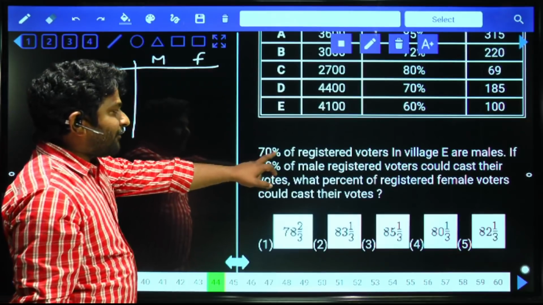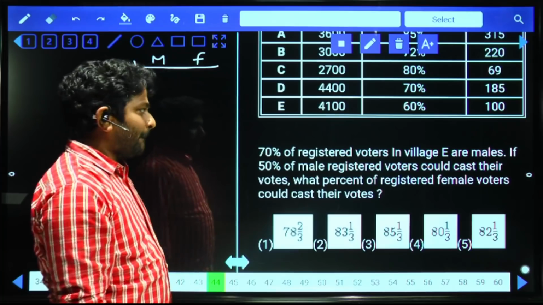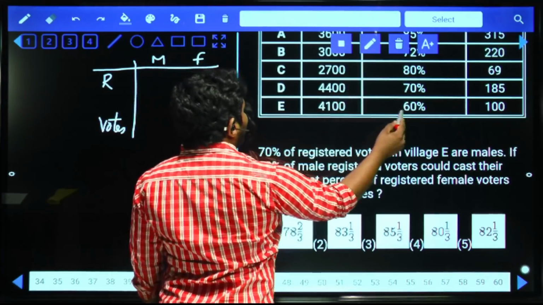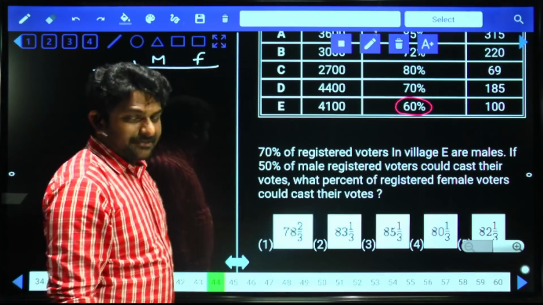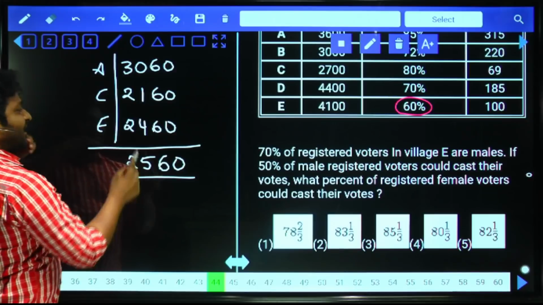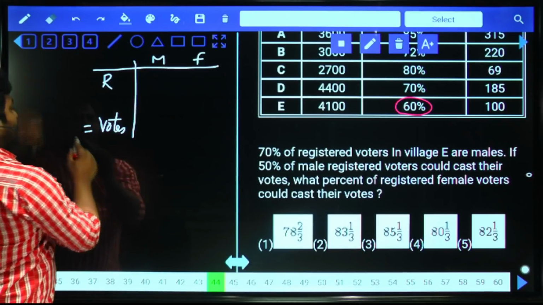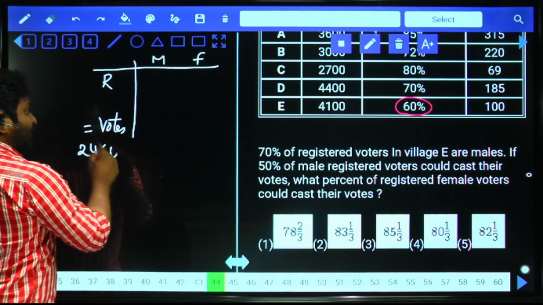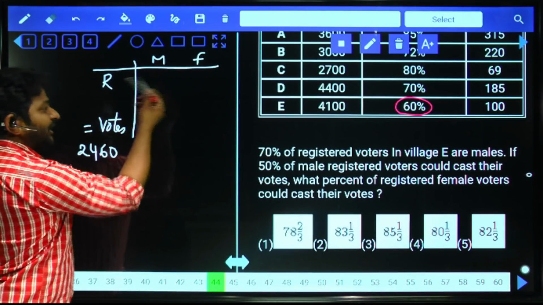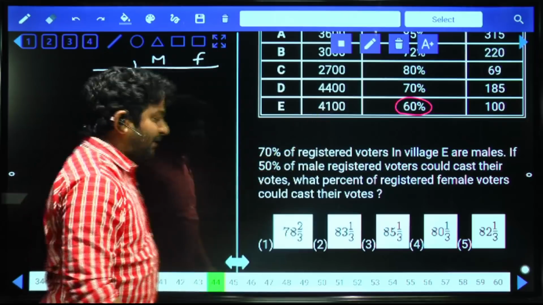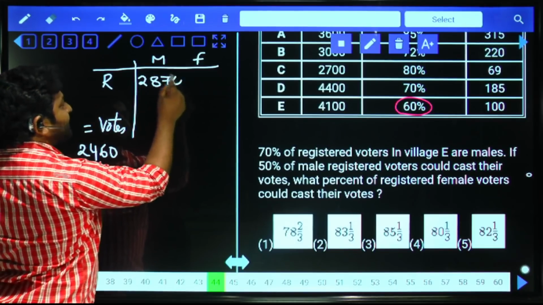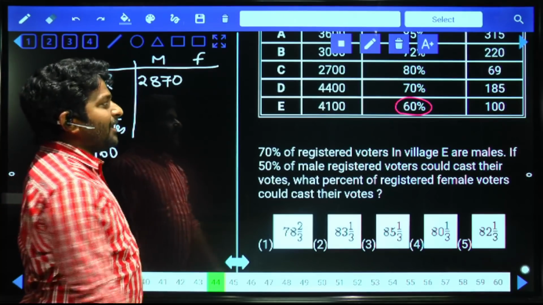Total out of 4,100 people, 70% are male, they are saying. 70%. Right. Here we already calculated what 60% of E is, those who voted, 60%. So the 60% value we already calculated is 2,460. But now registered male people are 70%. That means adding another 10% to the 60%. 10% is 410. If we add 410 to this, it becomes 2,870. Then the remaining people are female.